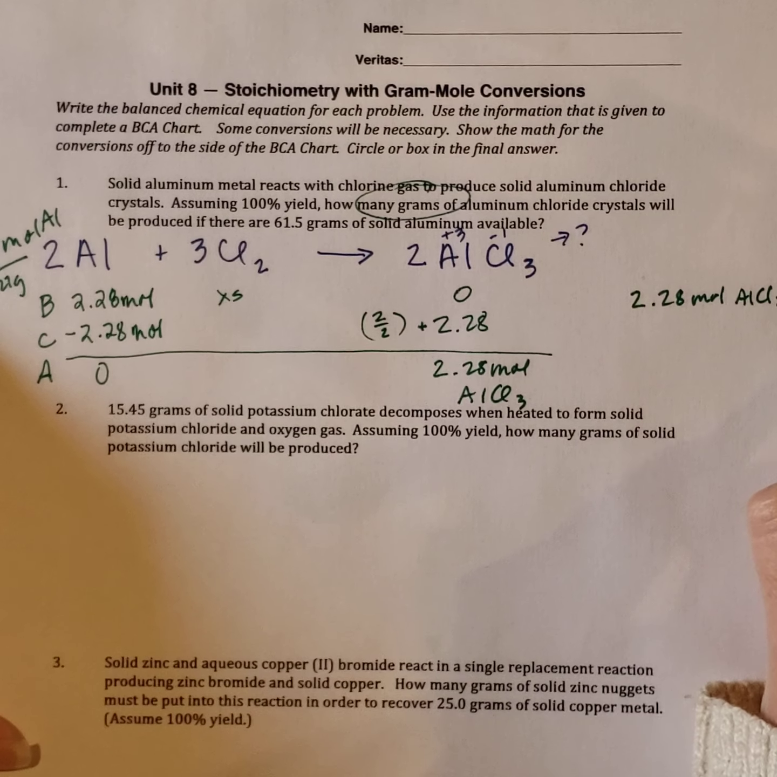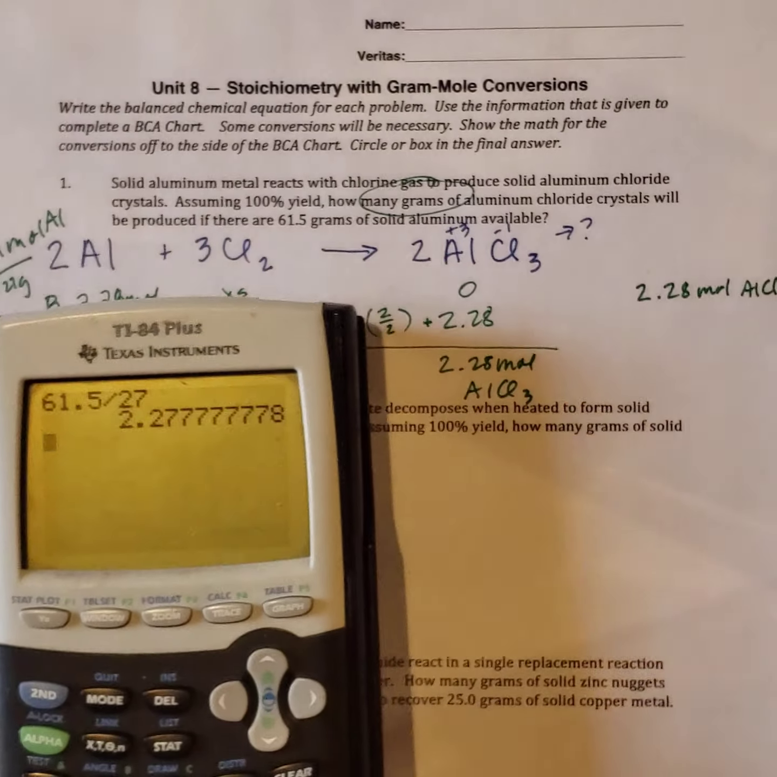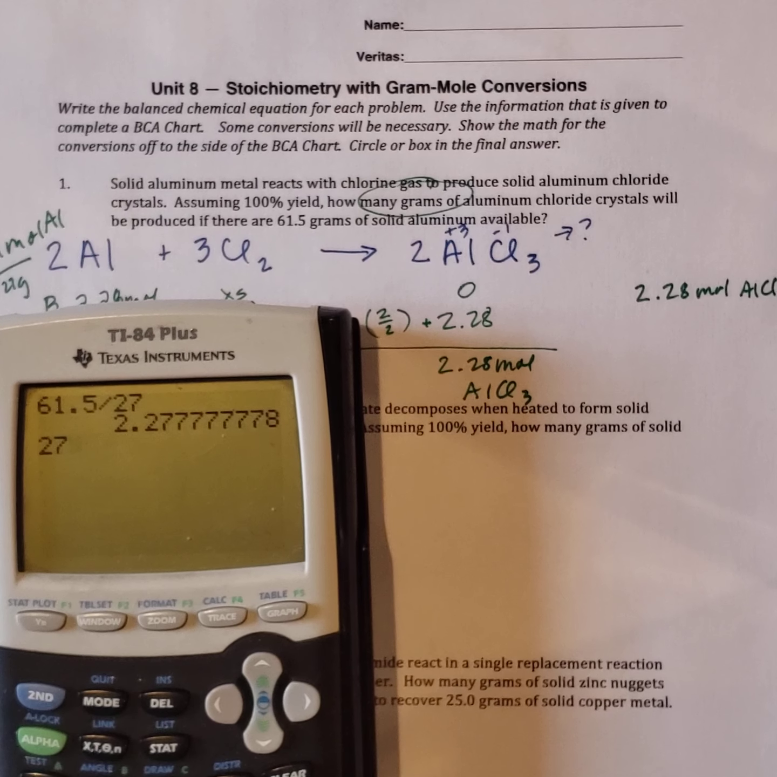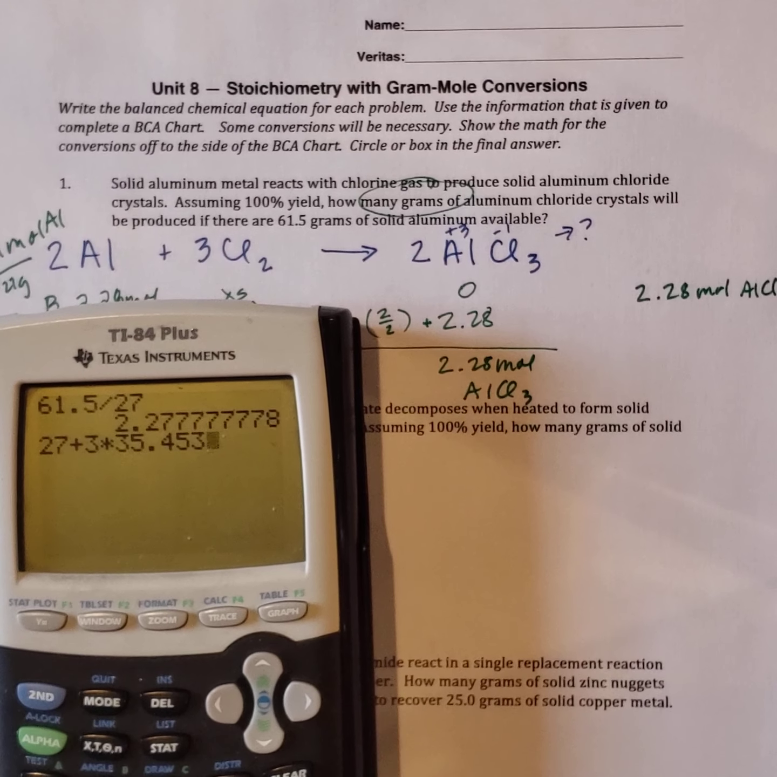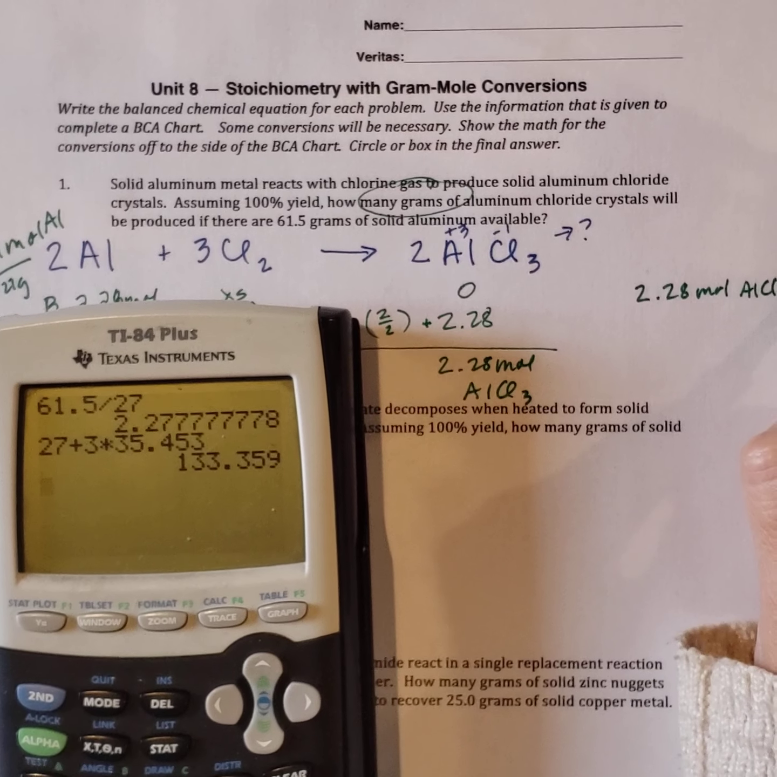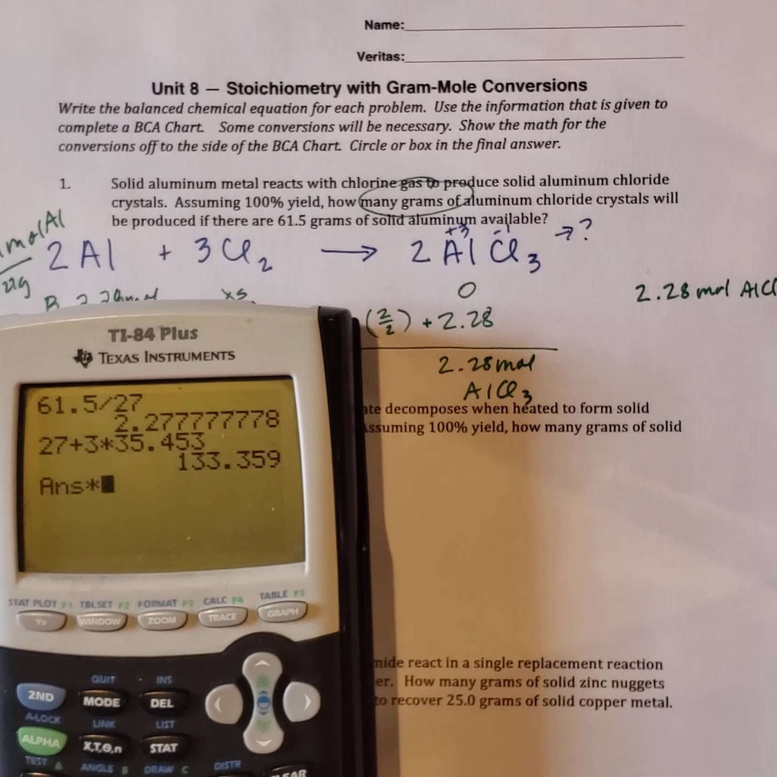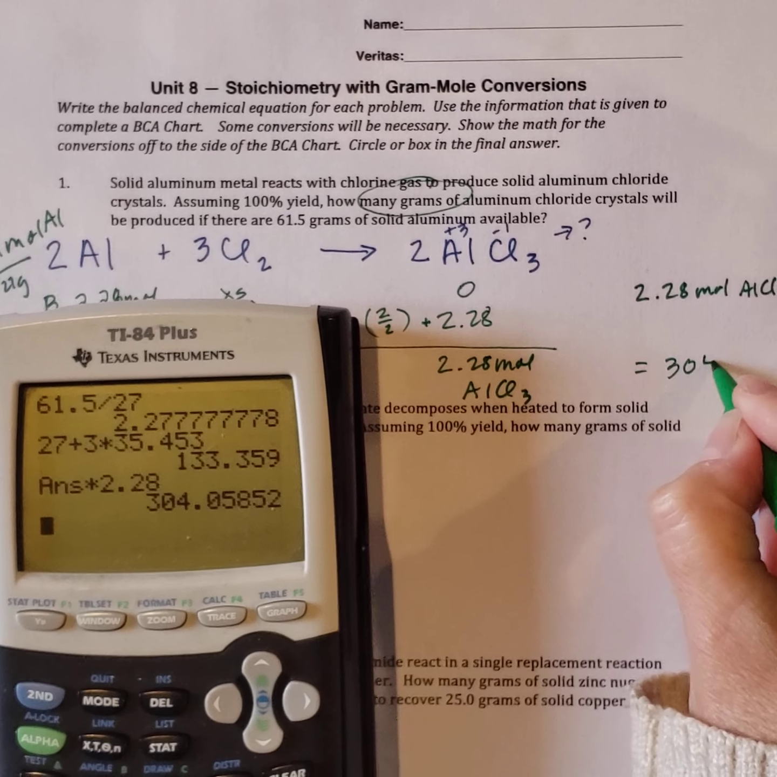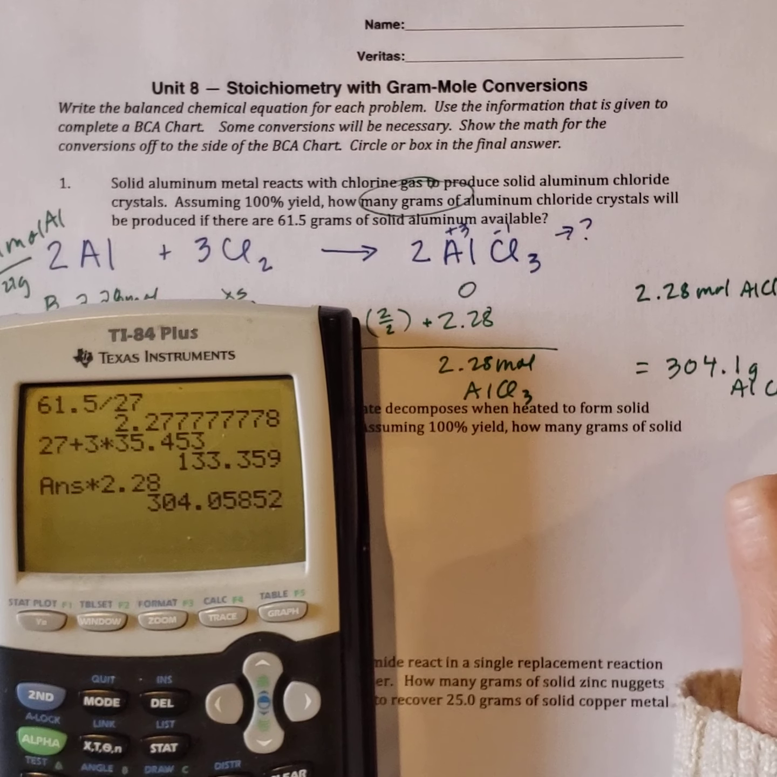So 1 mole of aluminum chloride has a molar mass of 27 for aluminum plus 3 of chlorine. Chlorine is 35.453, so that gives us a molar mass of 133.4. So I'm going to multiply that by 2.28, and that gives us 304.1 grams of aluminum chloride.